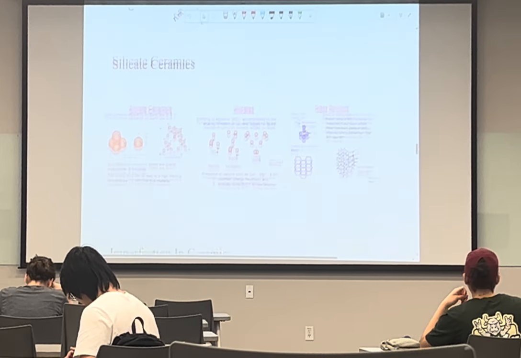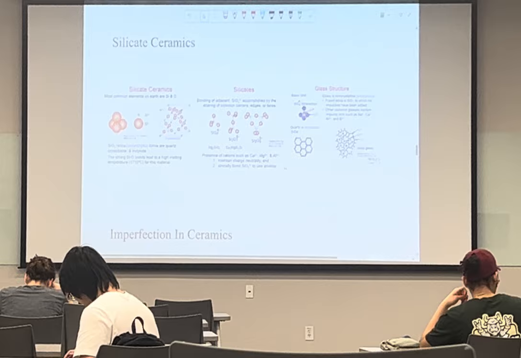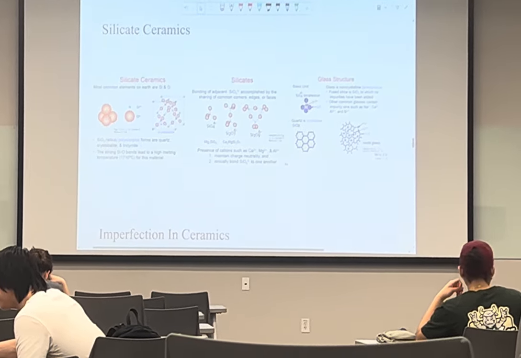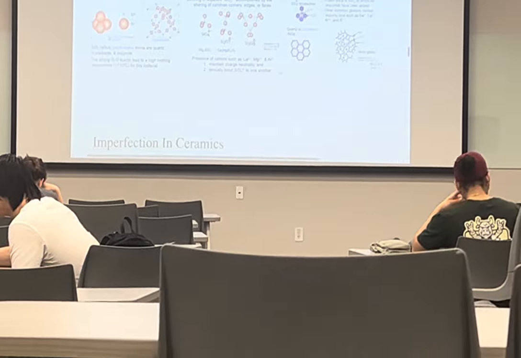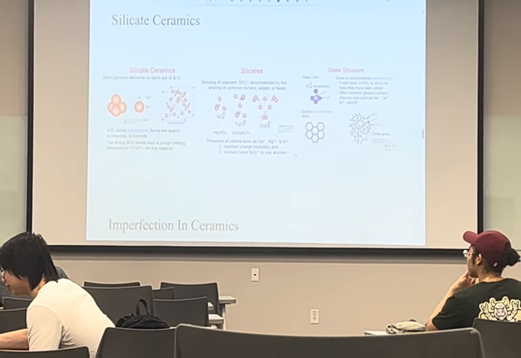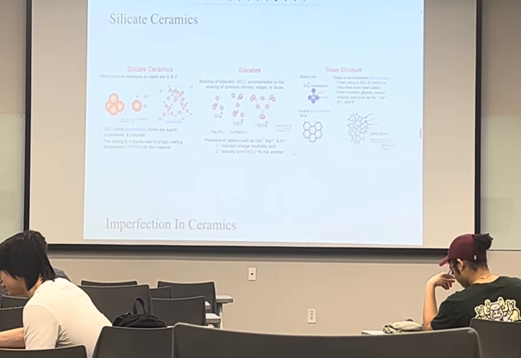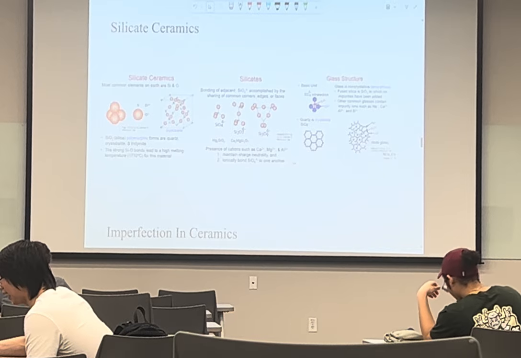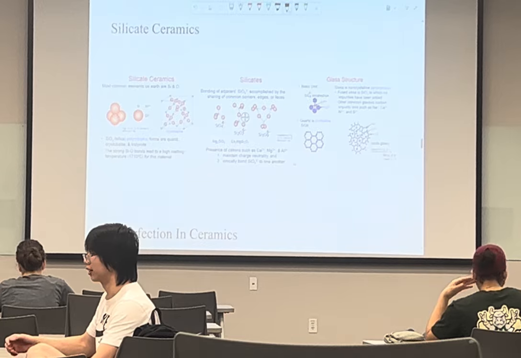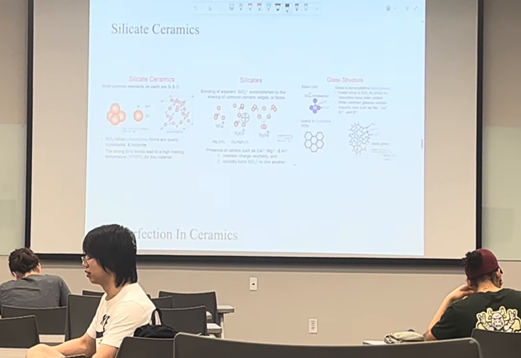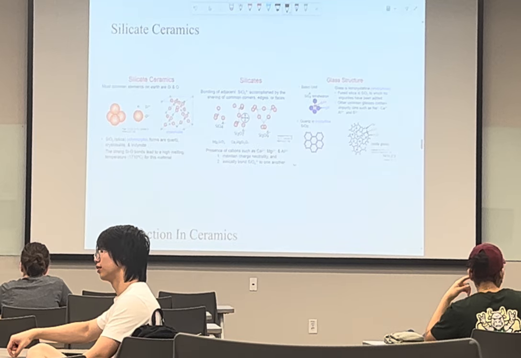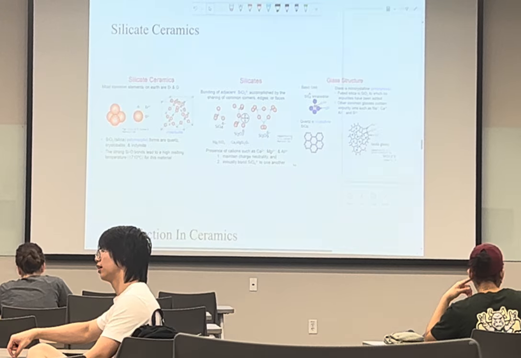Okay, so I guess the next topic is about silicate ceramics, right? So silicate ceramics is basically just different types of structures that we can have from silicon and oxygen, and we can have several structures. One of the most common ones is just this SiO4, which has a negative charge of 4. You can also have, for example, Si2O7 or some other types.